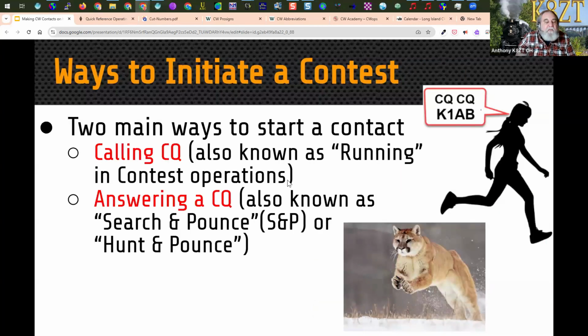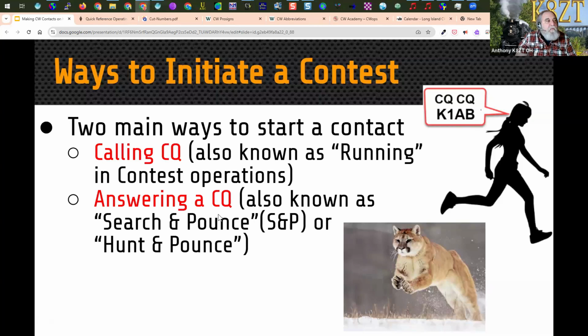There are 2 main ways to get a station. One is to call CQ, and this is also known as running in contest operations because you keep calling CQ over and over again. As soon as you finish one station, you call CQ for the next one. The second method is to answer a CQ. This is also known as search and pounce or hunt and pounce, and most newer CW operators are going to tend to answer CQs. Why?